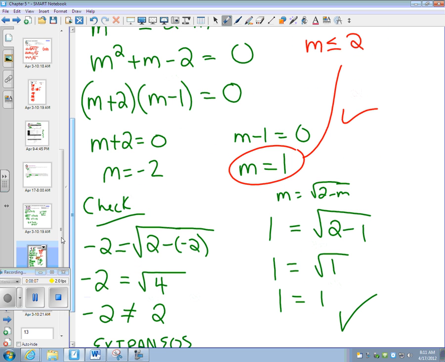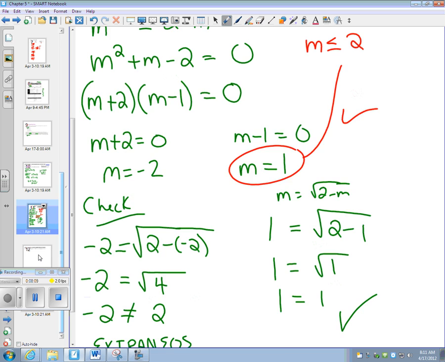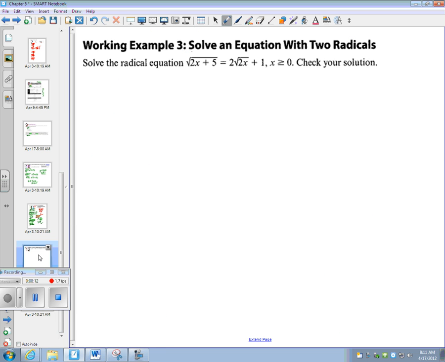Okay, next question. Solve the radical equation: the square root of 2x plus 5 equals 2 times the square root of 2x, plus 1, where x is greater than or equal to 0. So what we're going to have to do is square both sides. And we might have to do this a couple times. So this is a little more work when we have a radical expression on both sides. So I'm just going to rewrite the equation.